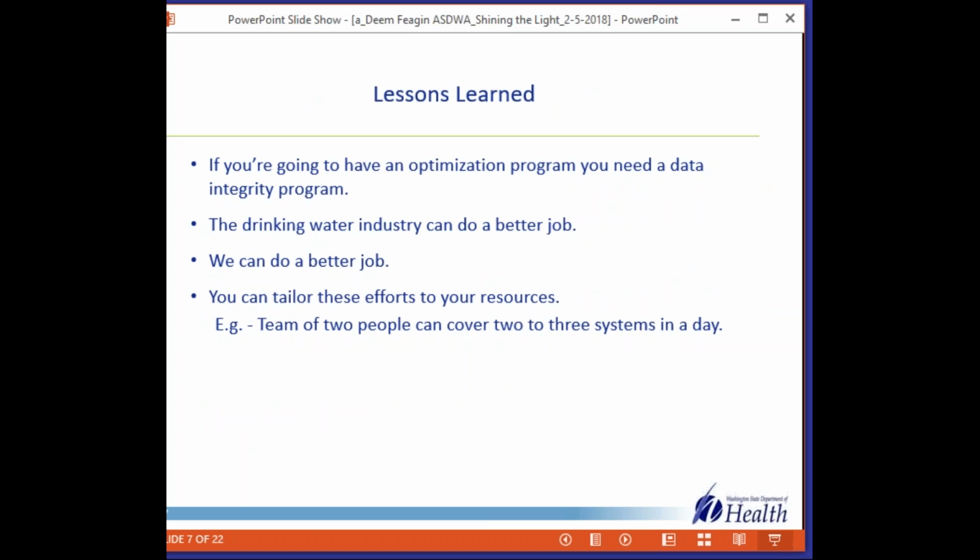And then there were some lessons learned, some harsh lessons at times for us. One of them is if you're going to have an optimization program, you have to have a data integrity program. I think personal learning is always the best, but if you can't personally learn it, then that's a good story. I'm all about stories. An example, we run a treatment optimization program here in Washington State.